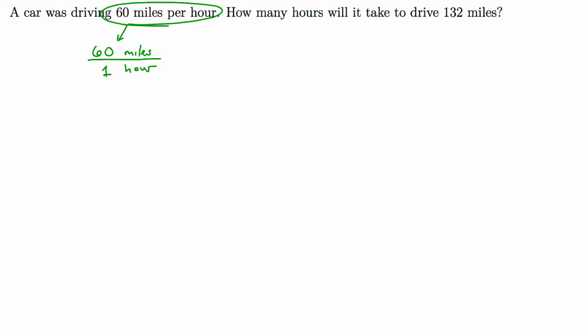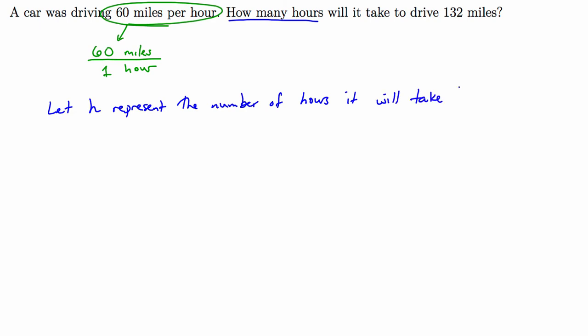In terms of the process of actually answering this question formally, I need to again recognize what is the question, and it begins with how many hours. How many hours will it take to drive 132 miles? That is what our variable will represent. To make the variable have some context, I would choose to use h for hours. So I will let h represent the number of hours it will take to drive 132 miles.